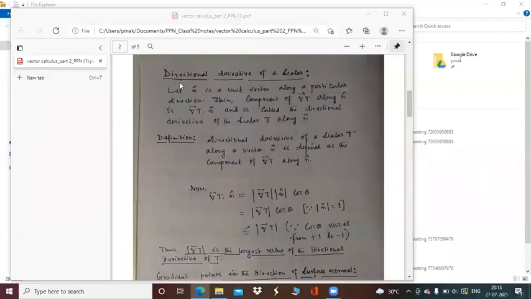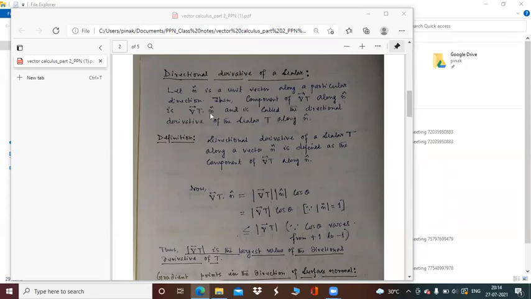Now, in this lecture, we'll be discussing two important aspects of gradient. The first aspect is called directional derivative of a scalar. Let n cap be a unit vector along a particular direction. Then, the component of grad of t along n cap, that is grad of t dot n cap, is called the directional derivative of the scalar t along n cap.